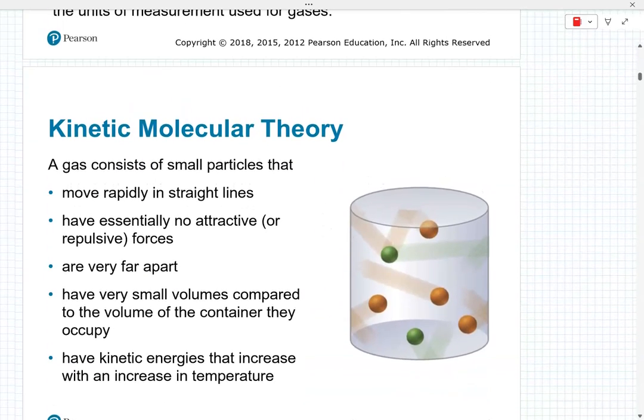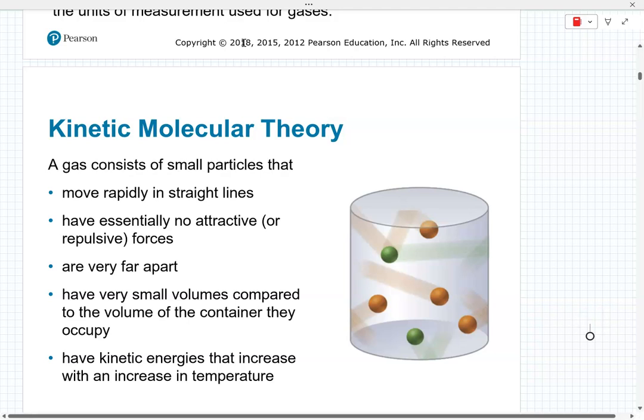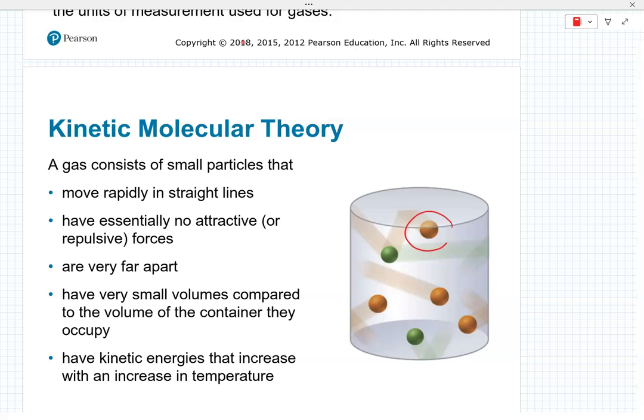So the idea here is that we represent the gas as a bunch of small particles, okay? I'm going to highlight the most important keywords: that move fast and in straight lines, okay? It doesn't mean that they can't turn, but the only reason they can change direction is if they are hit by another particle. Am I making sense so far? Okay.